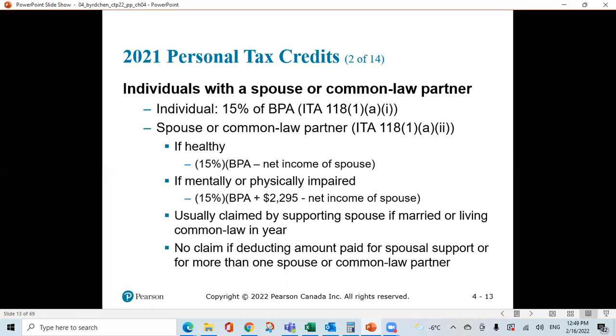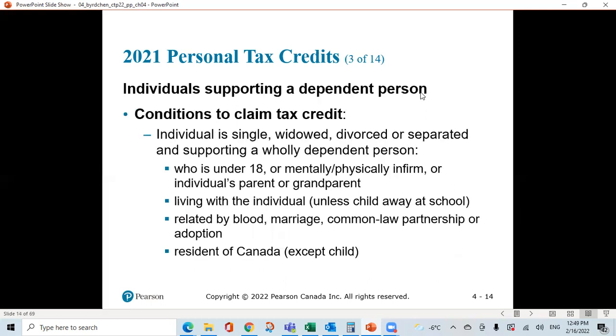So we have to remember that if you are making a deduction for the support of a spouse or common law partner, in the year of separation or divorce, the individual can choose to deduct the amount paid for spouse support or claim the tax credit for a spouse, but not both. Okay, so either claim the spouse support amount or claim the tax credit. Now, the conditions to claim the tax credit.